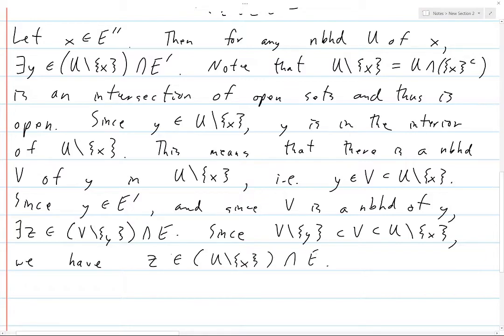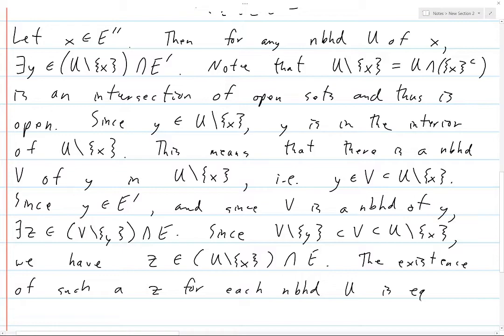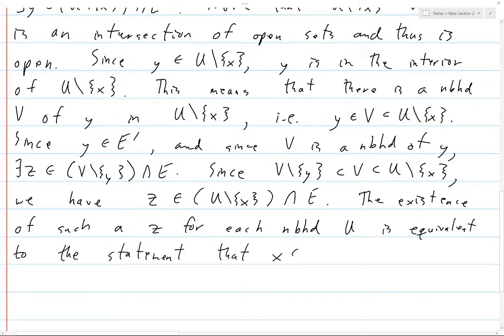Okay, so for every x in E double prime, so for every neighborhood U of this element x in E double prime, there exists an element z which is contained in U set minus x and also contained in E. The existence of such a z for each neighborhood U is equivalent to the statement or the fact that x is in E prime.